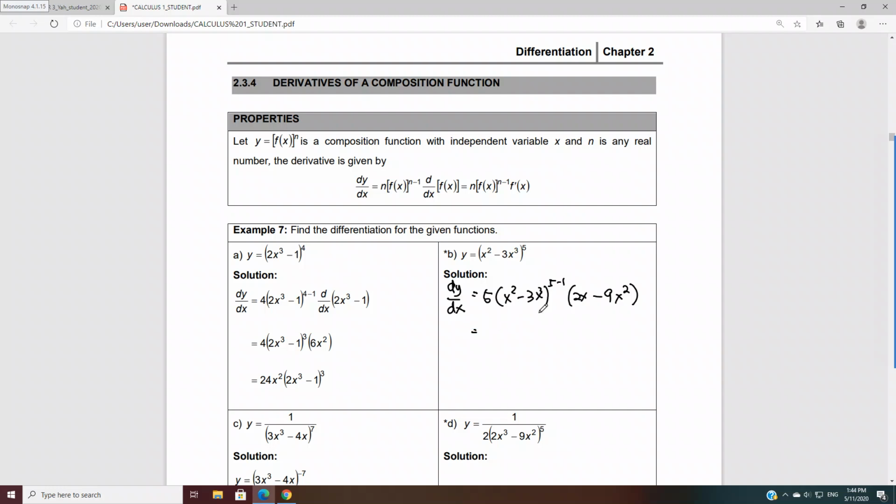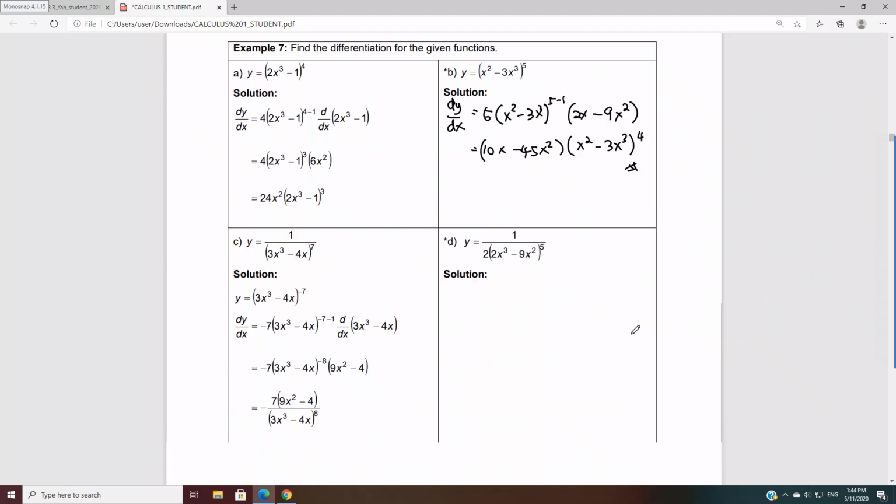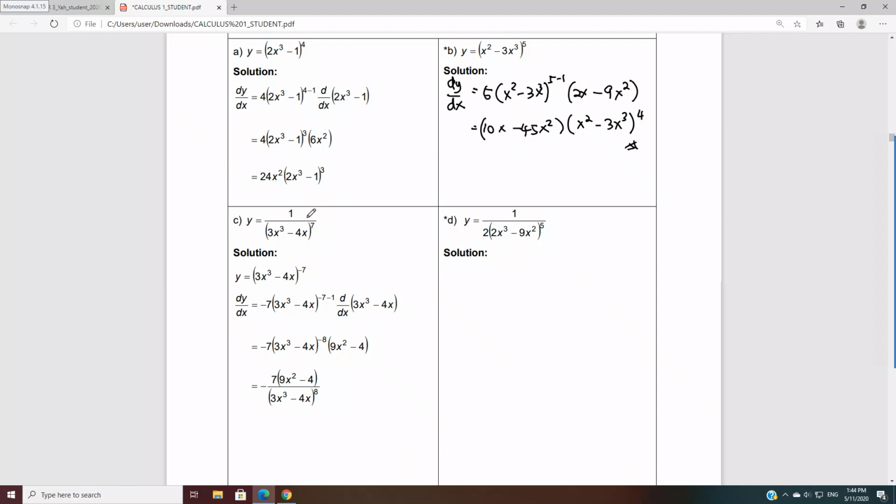Okay, so kita simplify dapat yang ni darab ni dapat 10x. Ni darab ni dapat tolak 45x square. Lepas tu yang ni x square minus 3x cube kuasa 4. So ni jawapan dia. Okay, macam ni kita tukar dulu depan atas jadi negatif 7.